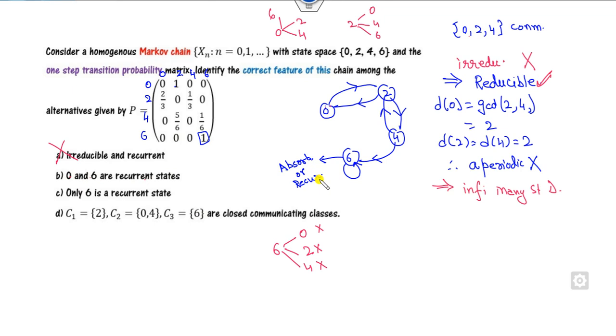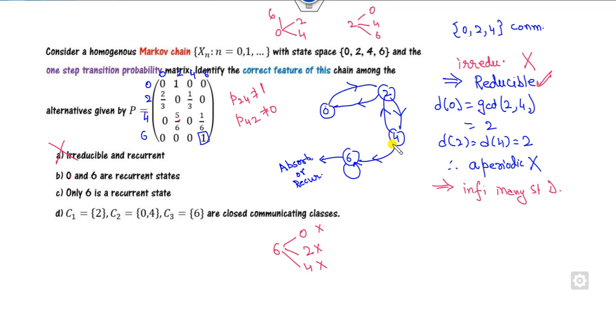Okay, how can you check that? 0 and 6 are my recurrent. So what can you say, is it recurrent? What about 4? Look, 4 has only one element. So P24 is non-zero. And what is P42? P42 is non-zero. So you can't see anything from this.